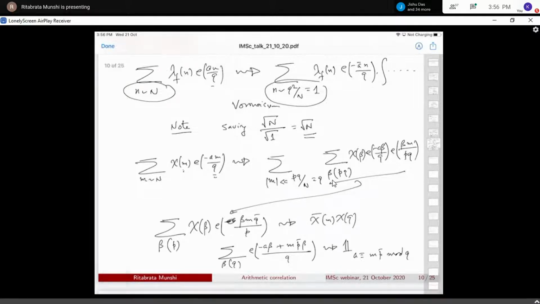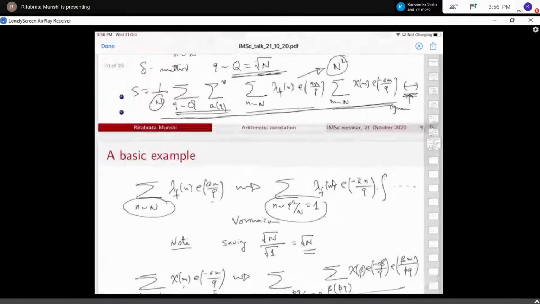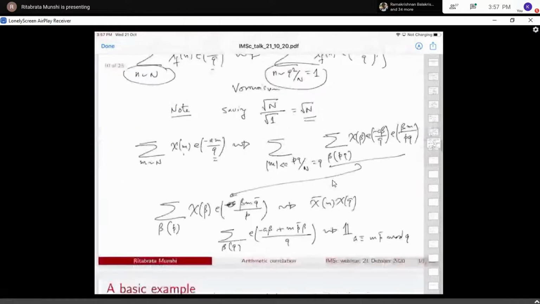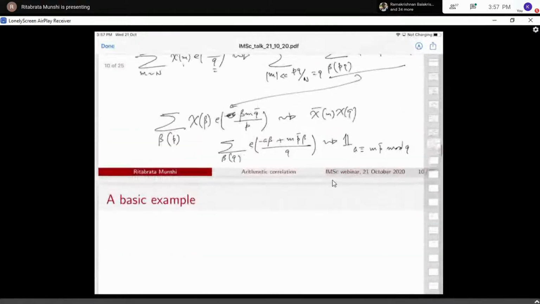Right. So if you go back, this last line just says that we are able to evaluate A modulo Q. If this was the original sum, I have applied the summation formula to the n sum and the m sum, and I've been able to get what A is. Okay, so let's go back and find out what exactly I'm saving over here.